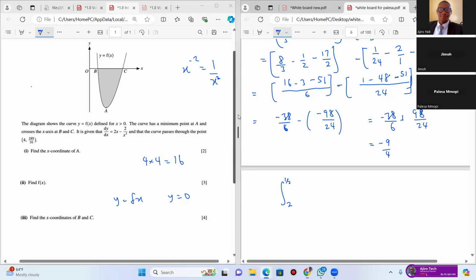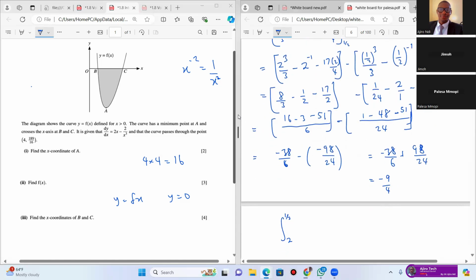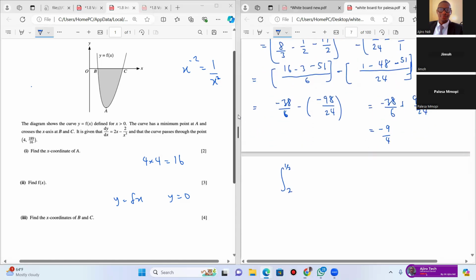So that means this one should have come first. This one should have been written first, from half to 2. If you do this, you will get positive. For the blue line, that's why I said do from C to B, from the upper to the lower. So you will get positive at once.